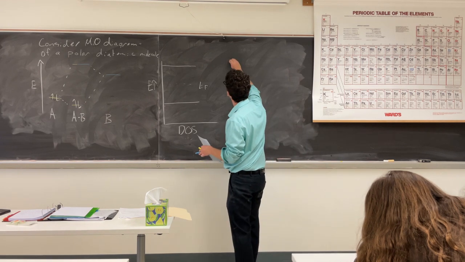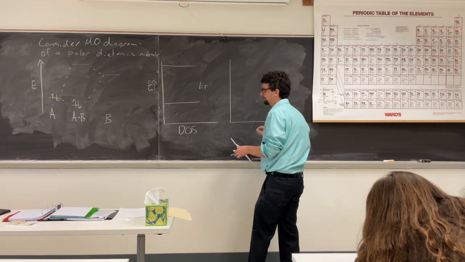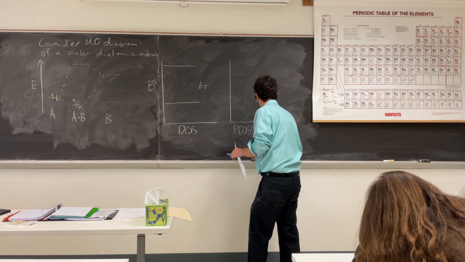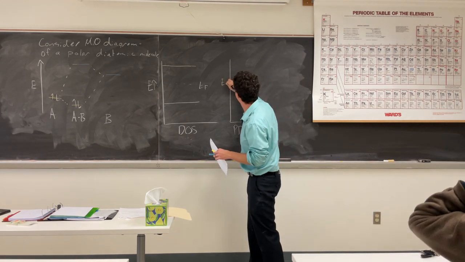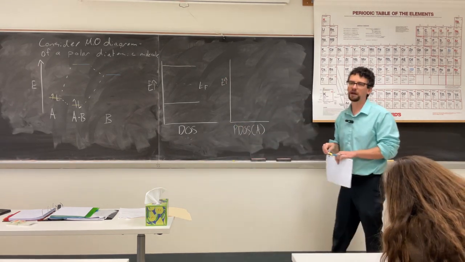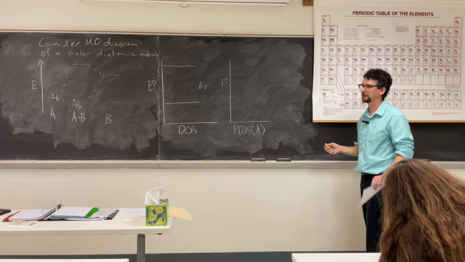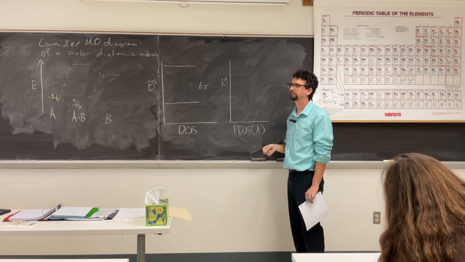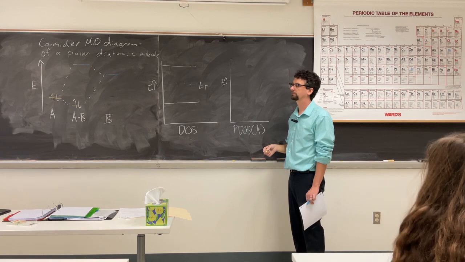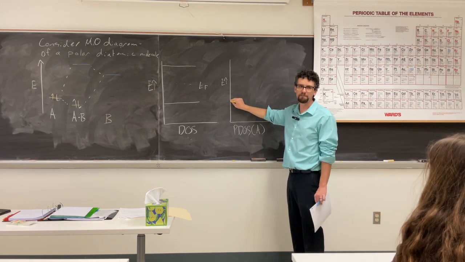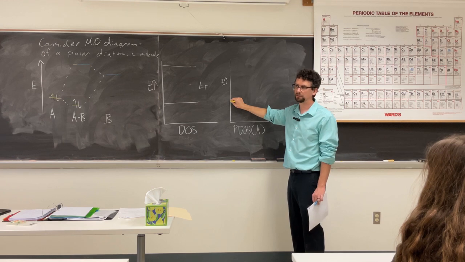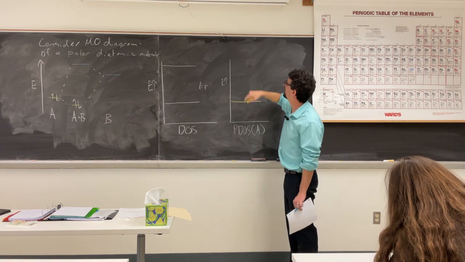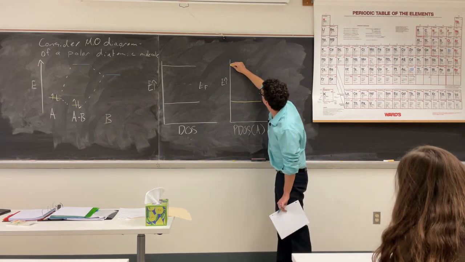Now, let's plot the projected DOS of A. So we're looking at the contributions of A to the densities of states. What should I do here? Yep. Is it going to match the bottom completely? Yeah. Pretty close, though, because we said it's mainly A. What about the anti-bonding state? Yep, little blip here.